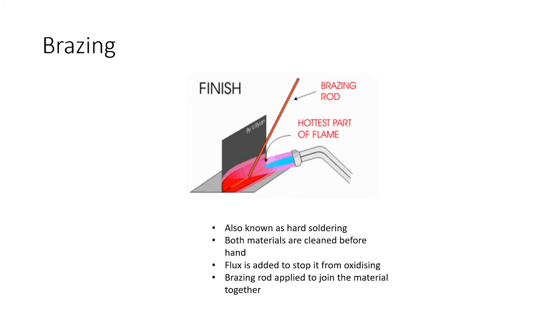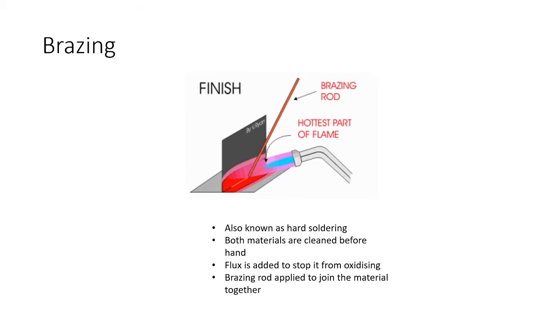Next, you've got brazing. Brazing is probably one a few people may have done before. It's also known as hard soldering. Essentially, you have your two materials. With a lot of metals, you have to clean them and make the surface shiny in order to physically join them.